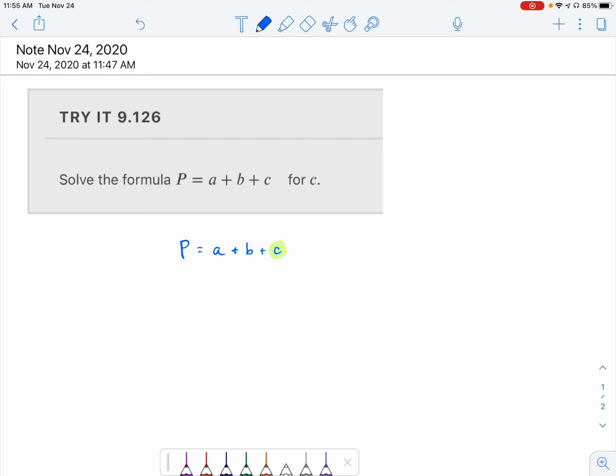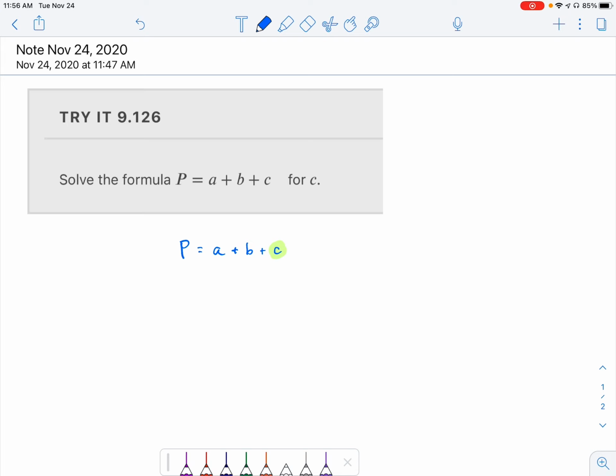So what I want to think about, just like when I solve any other equation, is what else is happening on the side where the C is. And what's happening is that I'm adding A and B to that variable C. So I need to undo that. And what I'd like to do is move those over to the other side of the equation and get them away from the C. So I'm going to do that one thing at a time. I could do this all in one step, but just to show my thought process, I'm going to do it in two steps.